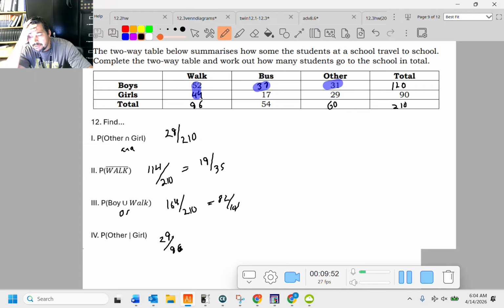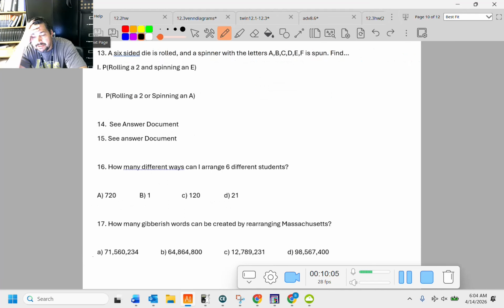No, that's not right, actually. Sorry. Looking somewhere else. There are 90 girls. There we go. That's better. 29 are the others. 29 of 90.